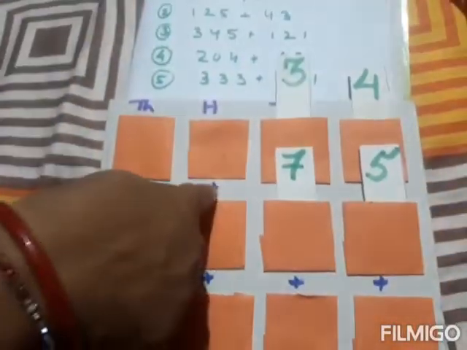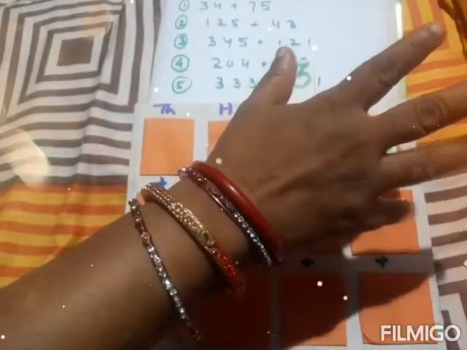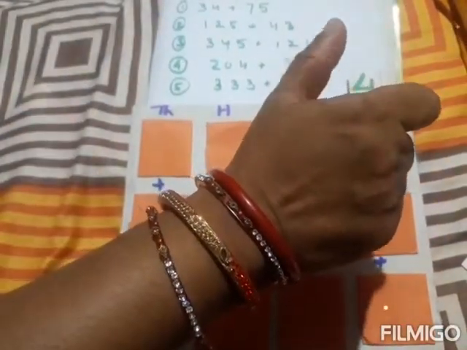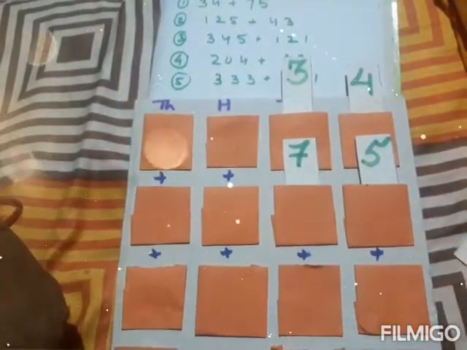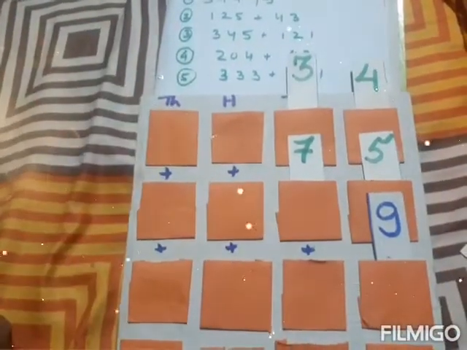5 keeping in our mind and 4 keeping in our mind and 5 fingers in our hand. Because it is given plus to you, you will have to count forward. 4 plus 5. How much, children? 4, after 4, 5, 6, 7, 8 and 9. So I will have to put this 9 under the ones place.